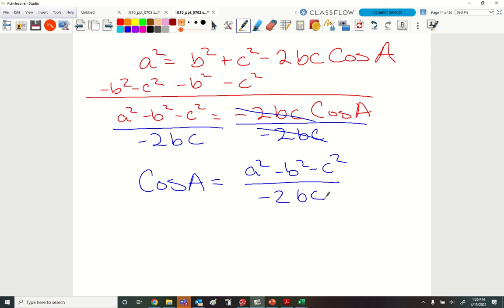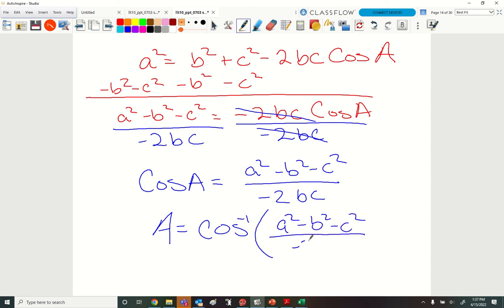So let's see if you guys paid attention. If I'm looking for an angle, I do the inverse. So we're going to do the inverse here to get the big A by itself, and I'm going to switch that big A with this pile of letters over there. So A is equal to the inverse cosine of a squared minus b squared minus c squared all over negative 2bc.